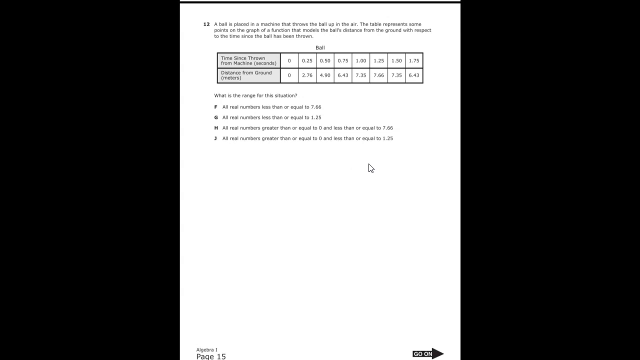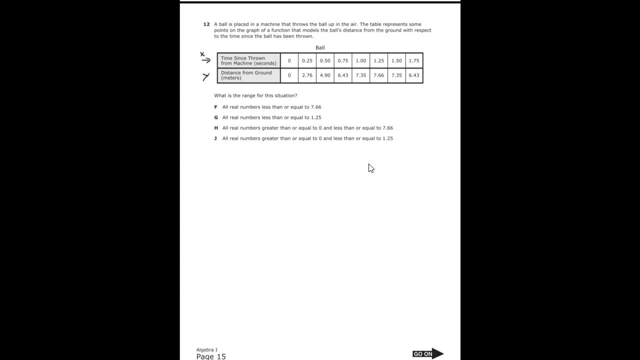So when we think about range, we have to factor in that the range represents the dependent variable, or the y-axis. If you were to draw this on the graph, you will see that your time since thrown from the machine will be your independent variable. So this is going to be your x-axis, and this is going to be your y-axis. So your range represents all the possible values of y.